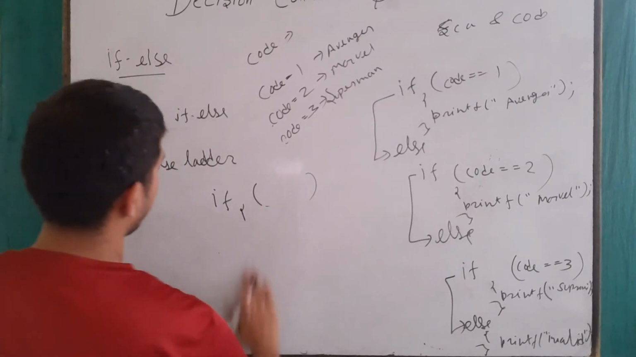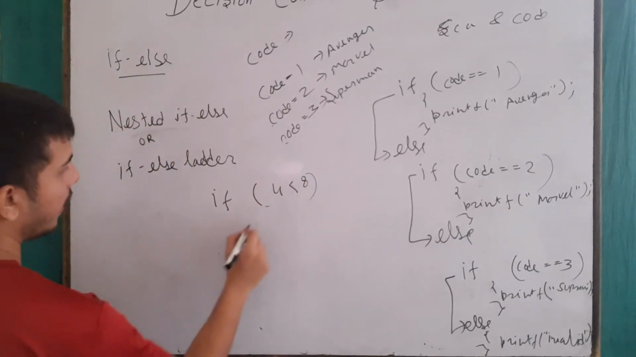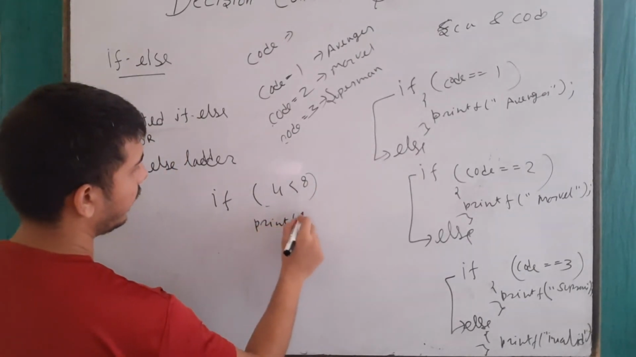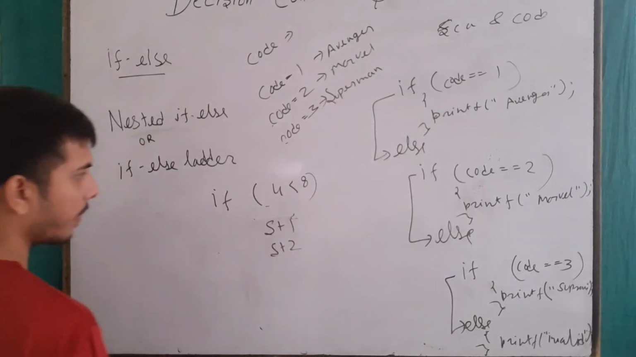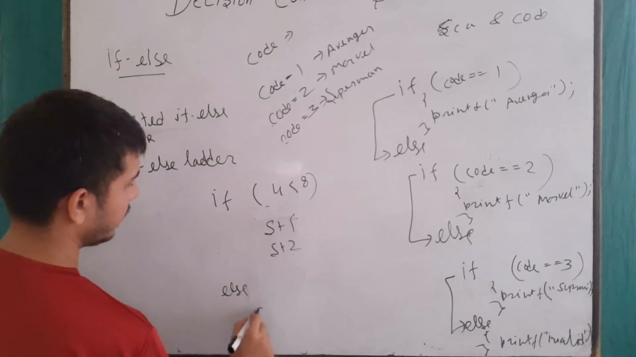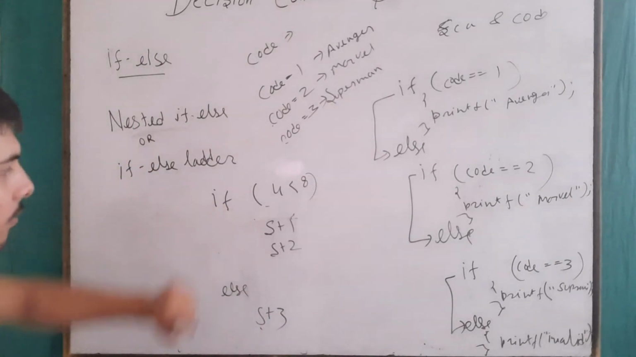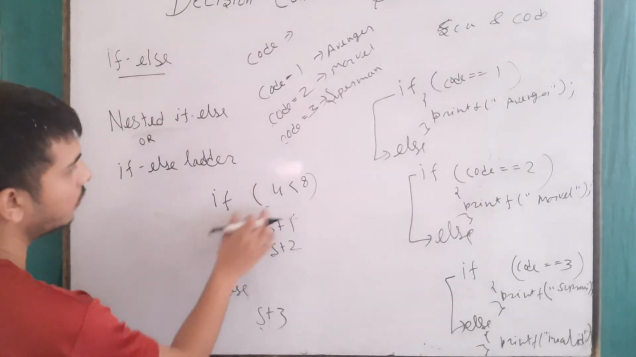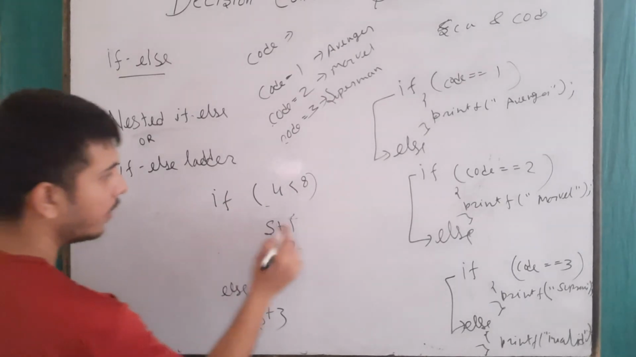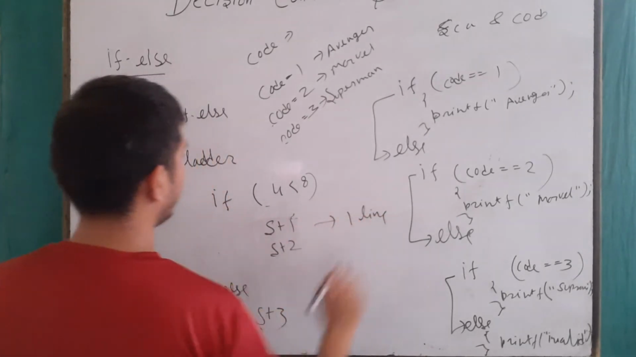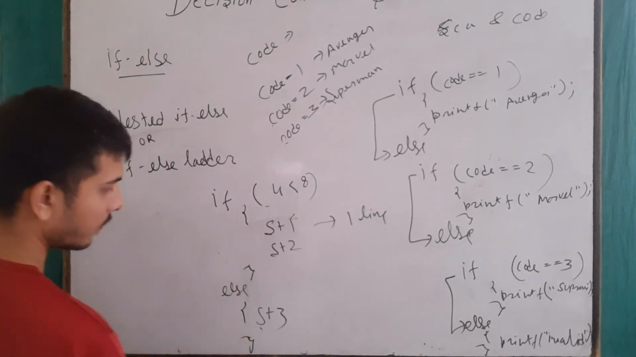Let's say I want to say if 4 is less than 8, and I try to write here printf, let's say statement 1, statement 2, and else, statement 3. In compile time, this will be wrong. Why? Because I had not used curly braces, and if I am not using curly braces, then I can only write one line. So it is good practice to always use curly braces.